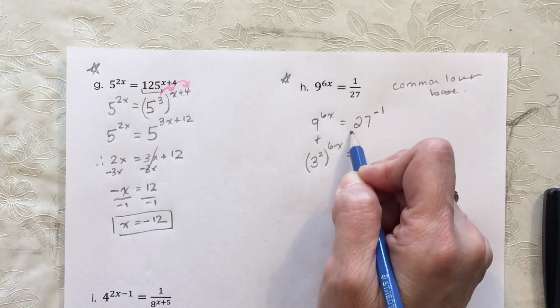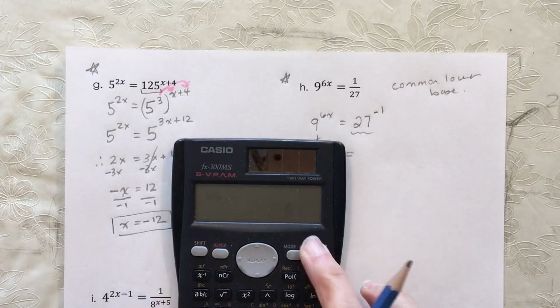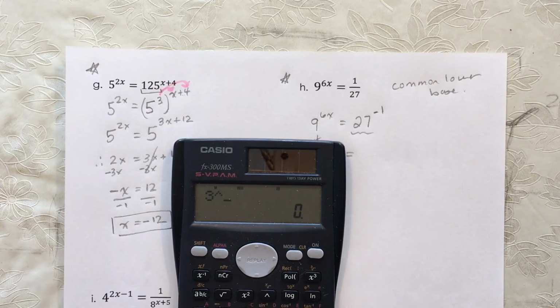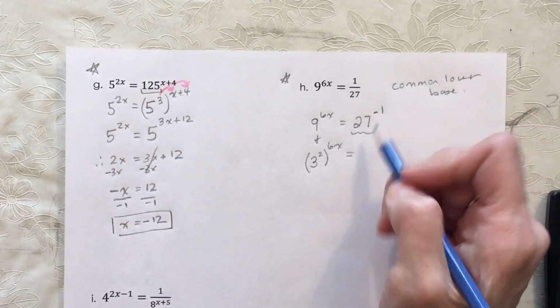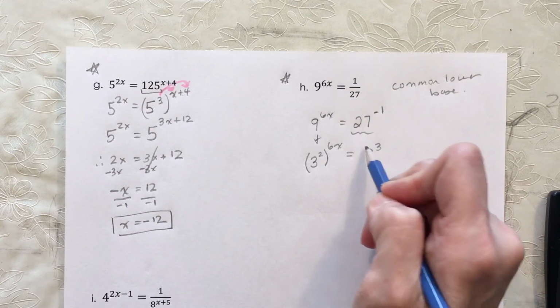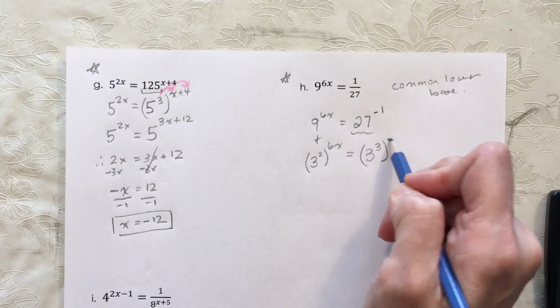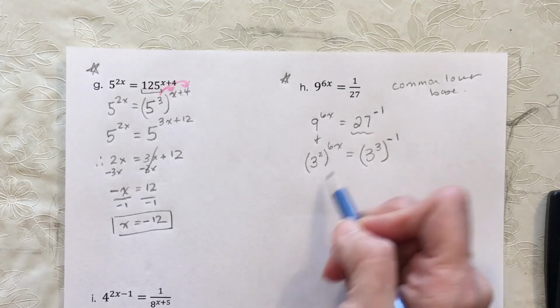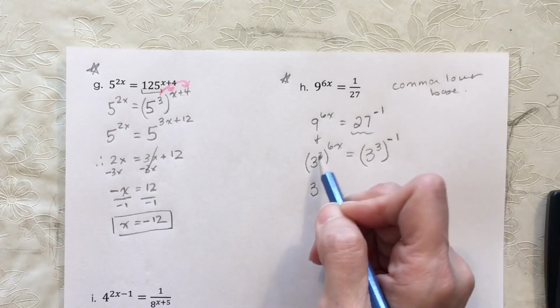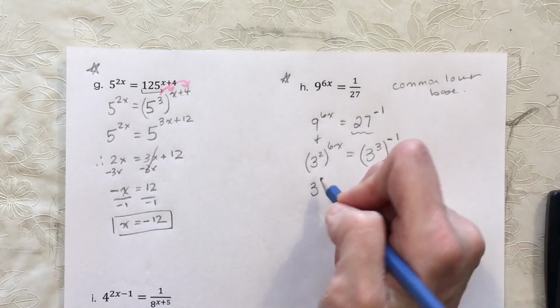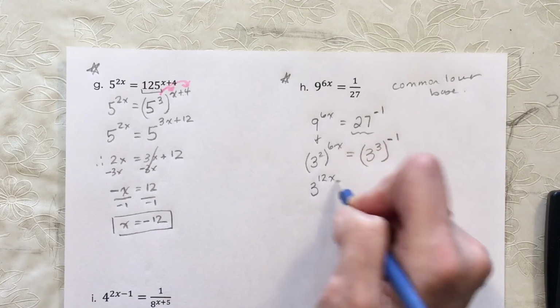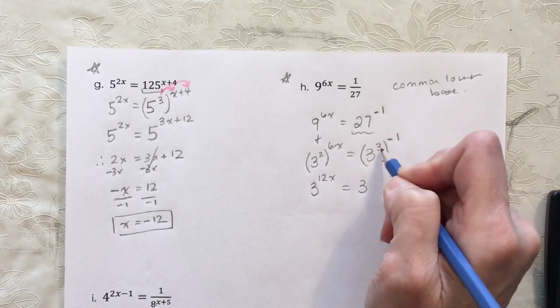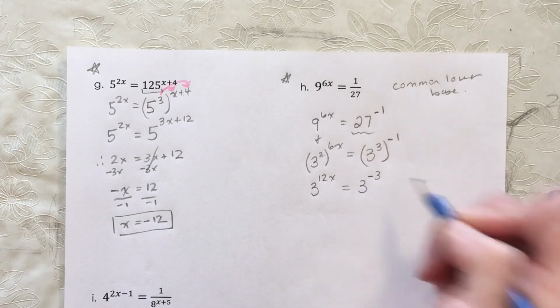So I can write 9 as 3 to the power of 2, still to the 6x. And I can write 27 as 3 to the power of 3, but that's still to the -1. Then I can use my power to an exponent rule, which says to keep the base and multiply the exponent. So 2 times 6x is 12x, and 3 times negative 1 is negative 3.